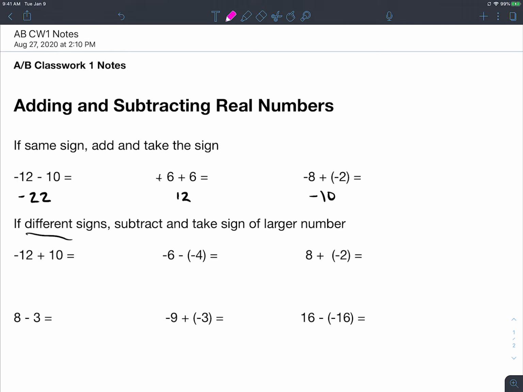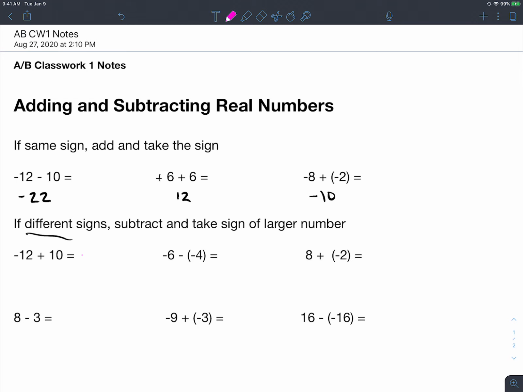If you owe money, then you're going to be in the negative. So let's say you owe $12 and you make $10. Well, you're still going to be $2 in debt in this example. So there's the owing 12 and there's making 10, but you're still going to be in the hole, I guess you would say, $2. But the rule here is subtract and then take the sign of the larger number.